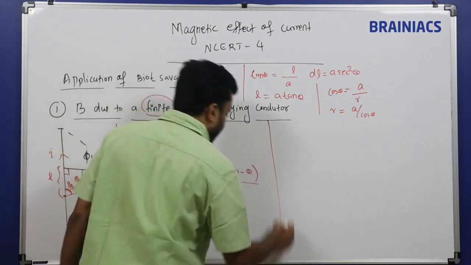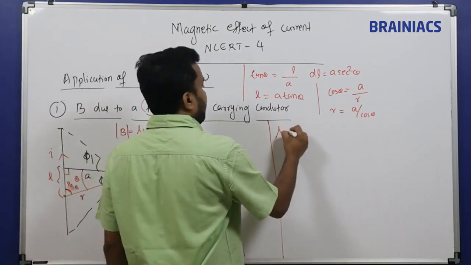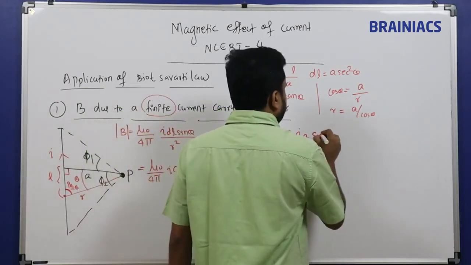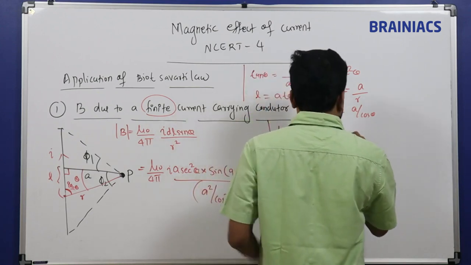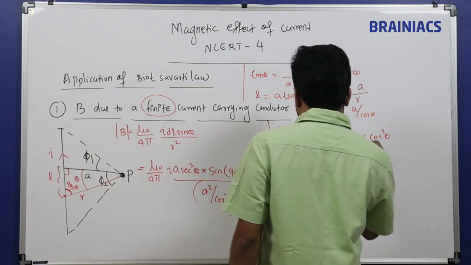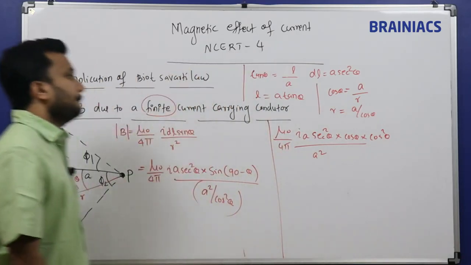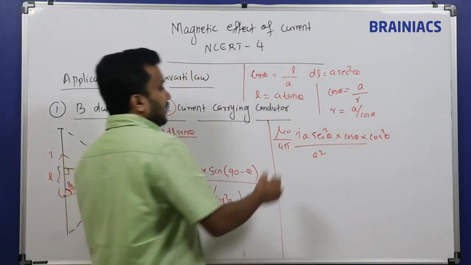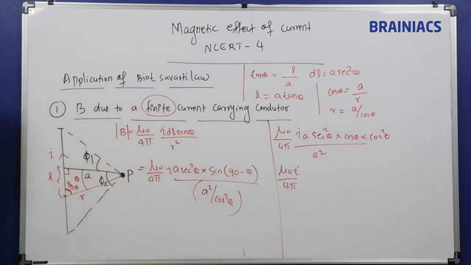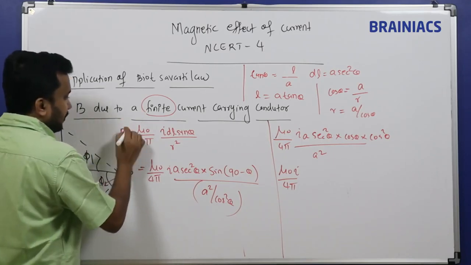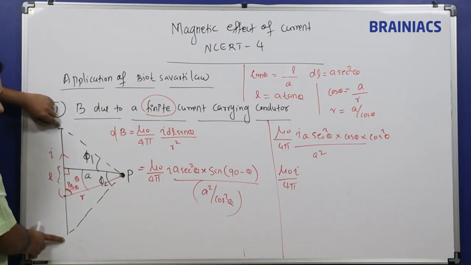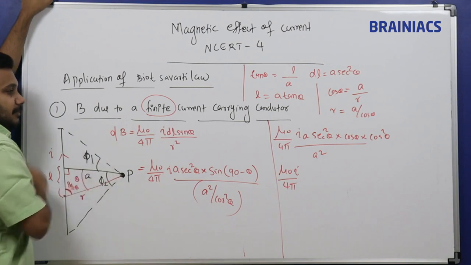So let's move to the further steps. Mu 0 by 4 pi, I into a into sec square theta, sine of 90 minus theta is cos theta, multiplied with cos square theta which will go to the numerator, divided by a square. So a and a get cancelled, giving mu 0 I divided by 4 pi. This is not B, this is dB, a small magnetic field, because we need to find the full magnetic field.